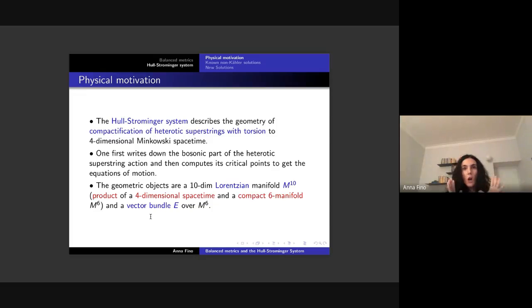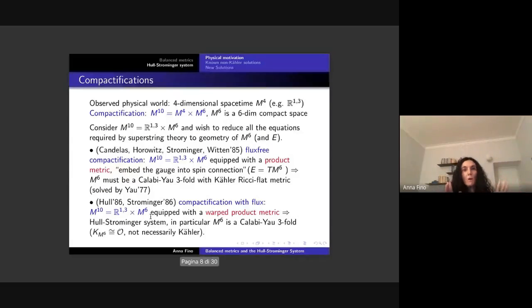Okay, so locally, our 10-dimensional manifold is a product of M4 and M6, and M6 is a 6-dimensional compact space. We will consider as the 4-dimensional space R^(1,3), and we want to reduce all the equations required by superstring theory to the geometry of M6 and the vector bundle, the gauge bundle. Okay, on this product, we can have two types of metric, the product metric or the warped product metric.